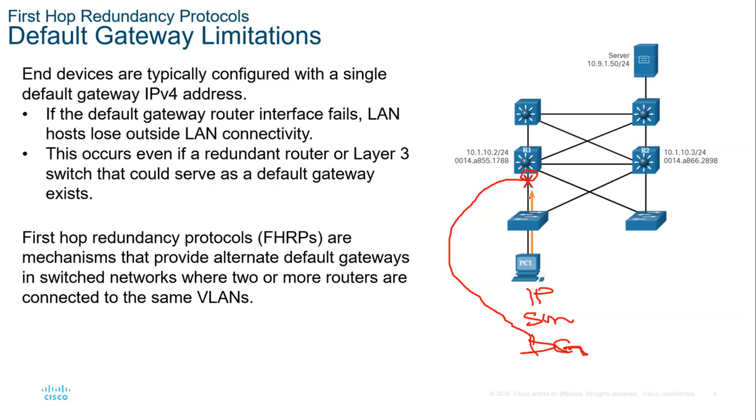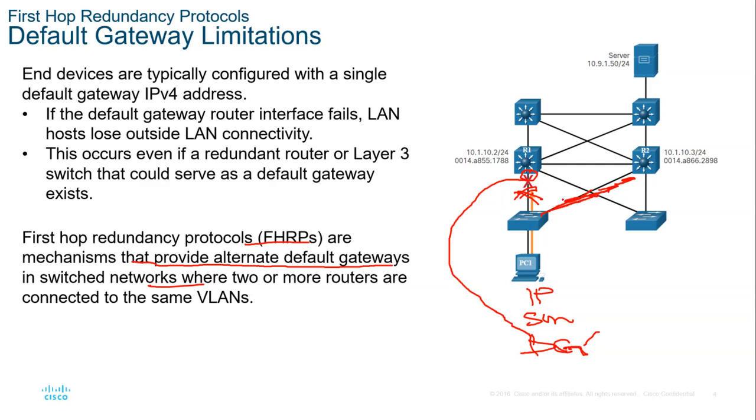If this interface, this link, is down, however much we have the redundant link here that could serve as the default gateway, it is not stated here, so it's not going to help. So first hop redundancy protocols are the mechanism that provide alternate default gateways in switched networks. If you have a design like this one here, it gives us a mechanism.